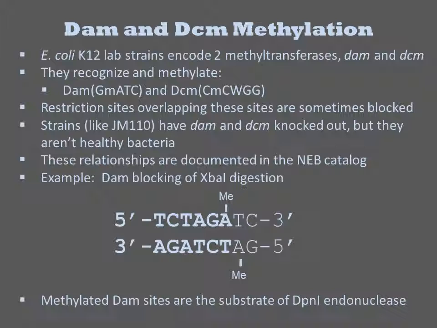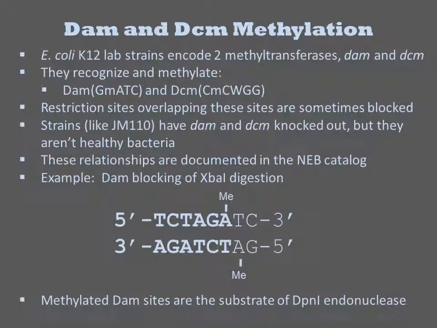The lab strains of E. coli encode these two methyltransferases, which modify the sequences GATC and CCWGG. When a restriction site overlaps these sites, the enzyme will be blocked. There are some useful strains like JM110 that have these genes knocked out, but these genes also play regulatory roles in the cell and the bacteria aren't healthy.